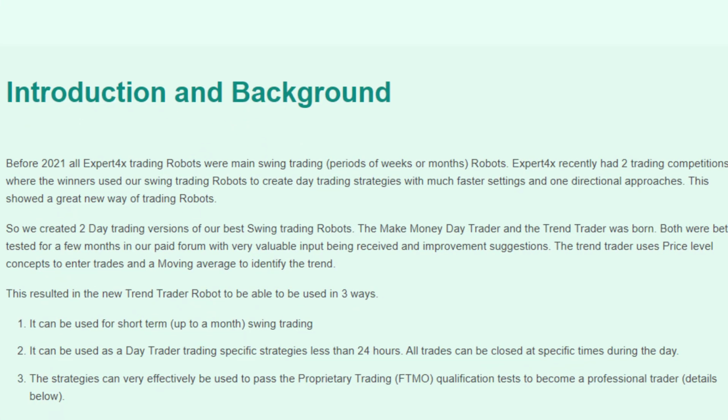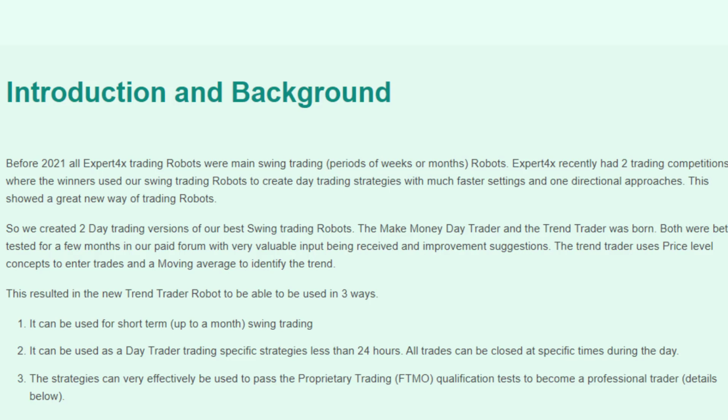So the Trend Trader can be used in 3 ways. Firstly, it can be used for short-term swing trading, and swing trading, sometimes people look at it as years of swing trading. We're saying you have to trade the current market conditions, and therefore we use swing trading only for a month or so. Secondly, it can be used for day trading, so you can trade it from day to day, make changes to your strategies as you go along, and you'll see how attractive that option is. And then you can use some of these traders to qualify as a professional proprietary trader, and therefore earn money trading other people's capital.